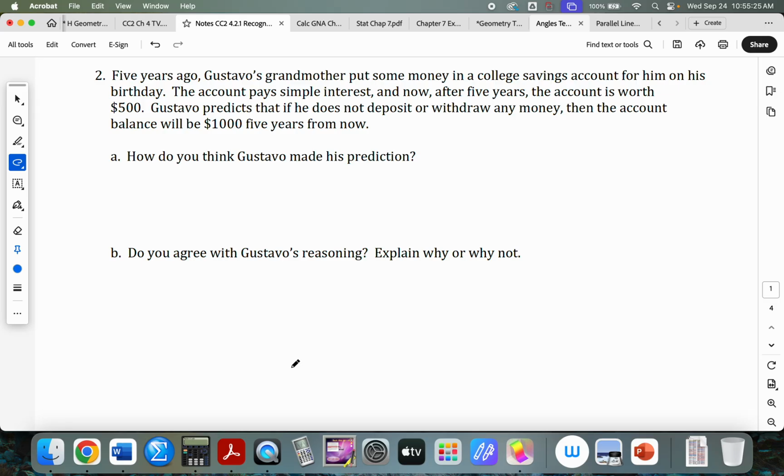He has to have money to get interest. What's 500 divided by 5? No, this is what I'm talking about. Yeah, but if he does not deposit any or withdraw, that means he can't put money in.